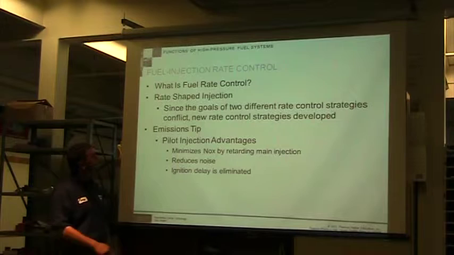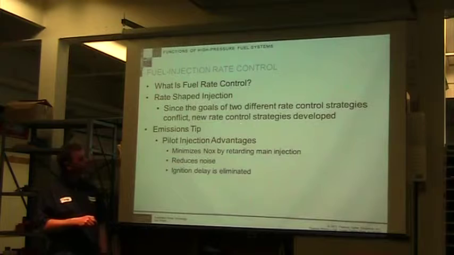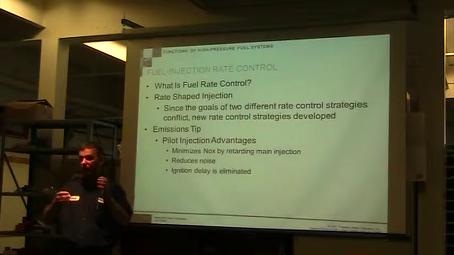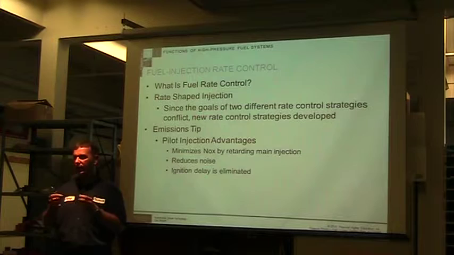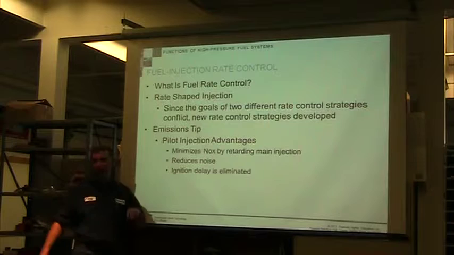The goals of two different rate control strategies conflict. The new rate control strategies can be developed. And so in the old times where we just had one, they might conflict. One was giving us nitrogen oxides, one is giving us horsepower. Now we can actually blend the two and actually make it right. So these two strategies are between the mechanical and the new electronic stuff.